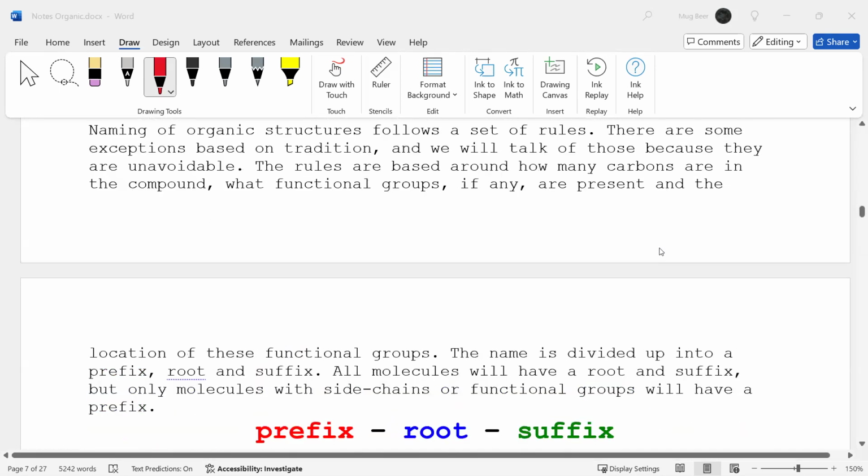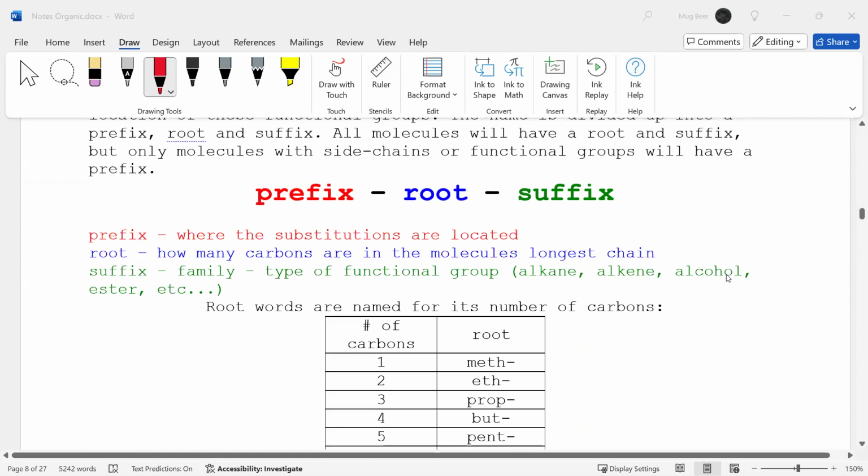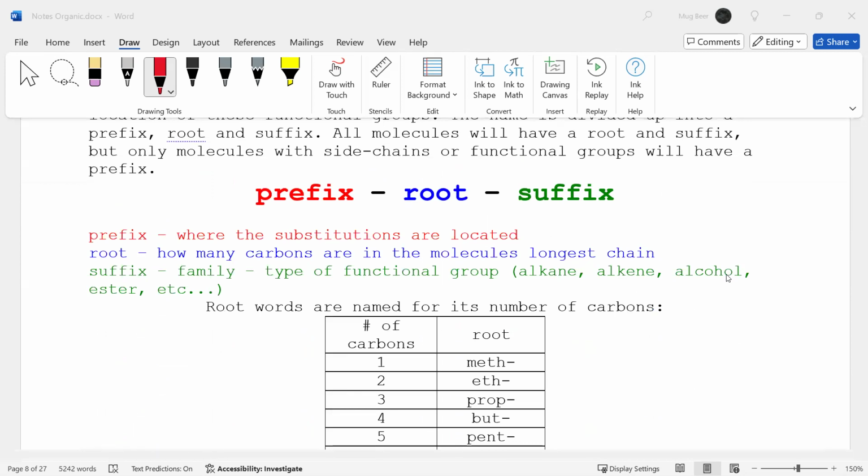So, when we're going to be naming these things, we have to keep in mind that any of these names could have these 3 pieces. It might have a prefix, it will definitely have a root, and it will definitely have a suffix. So for the root, that's literally just telling you how many carbons are in the main structure. And the prefix is telling you if there are anything attached to that main structure. And then the suffix is telling you what kind of thing you're looking at.